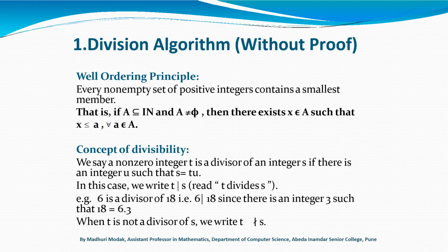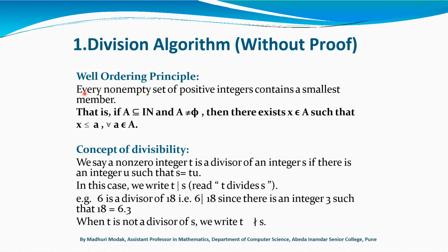Now the important theorem is the division algorithm. Before studying the division algorithm, see one principle that is known as the well ordering principle, in short WOP. Every non-empty set of positive integers contains a smallest number. That is, if A is a subset of N and A is non-empty, then there exists x in A such that x is less than or equal to a for all a belonging to A.